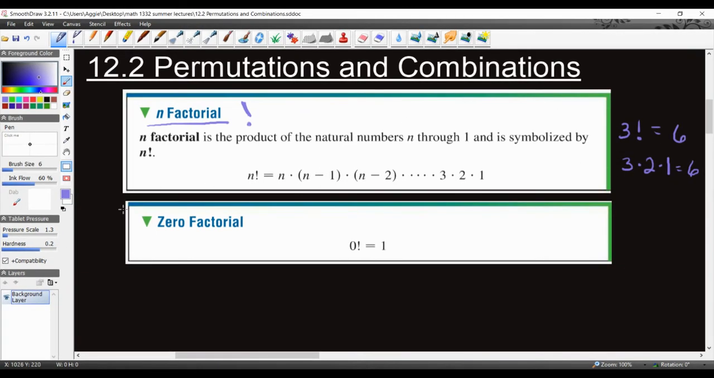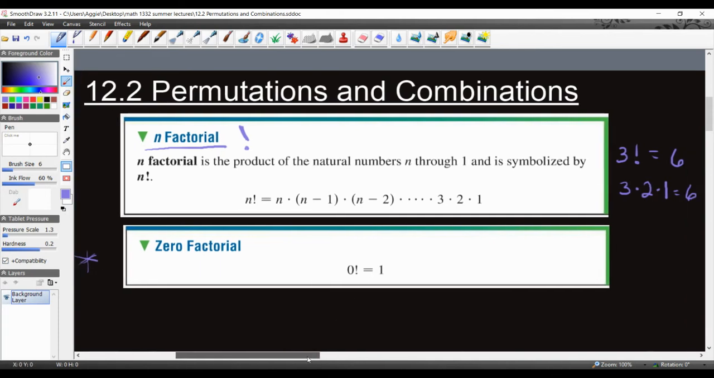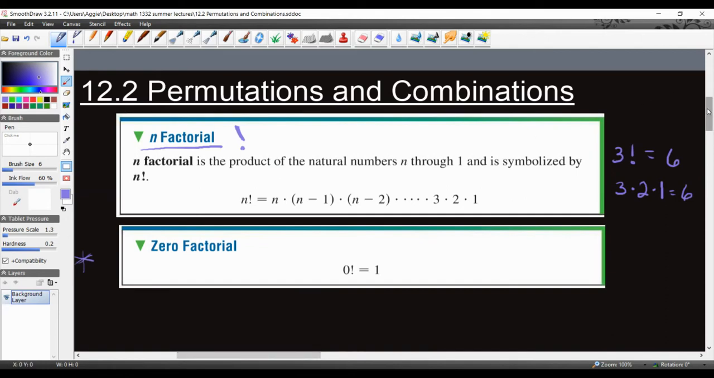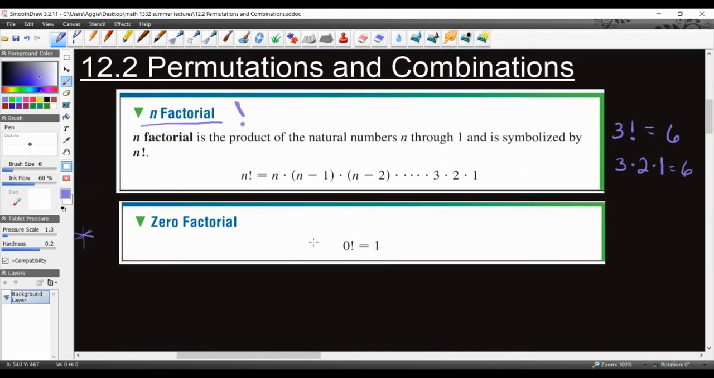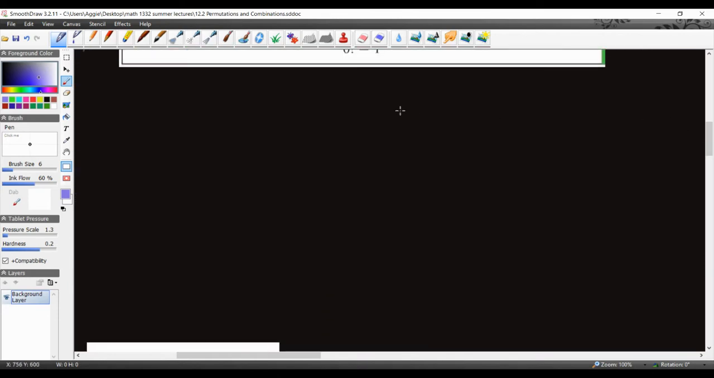Also, as a note, 0 factorial is going to be equal to 1. Because there's no actual definition for that, we just say it's equal to 1.